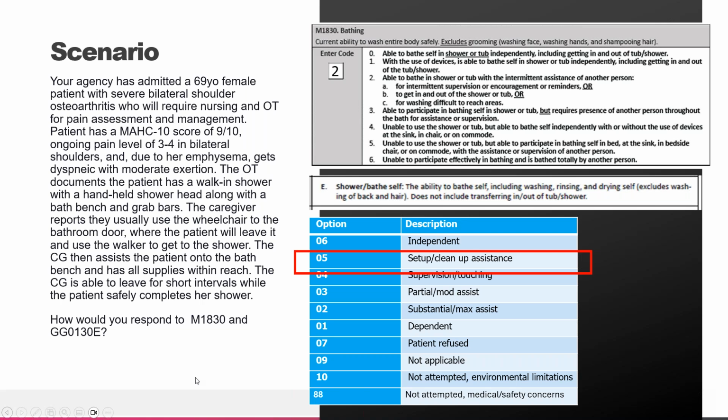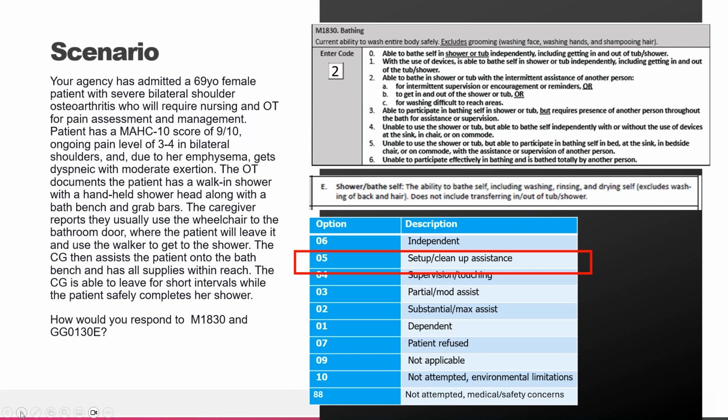So if I'm looking at M1830 bathing, she has to have some assistance to get in and out of the shower, right? It says once she has her supplies in reach, she can do the shower. The important part when you're looking at this, and I'm answering M1830, the difference in 2 and 3 is that in this scenario, that caregiver can walk out of that bathroom and leave that patient for short intervals. If they could not and had to stay there continuously, it would be a 3 versus a 2, but because she can leave her for a little bit, it's going to be a 2.